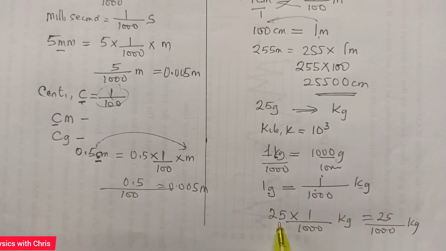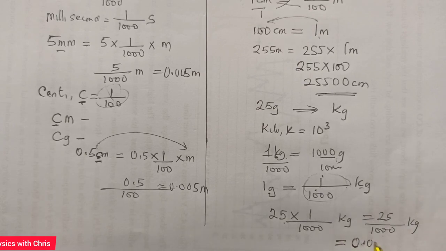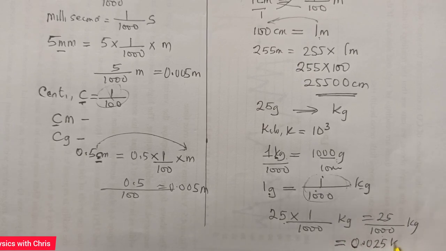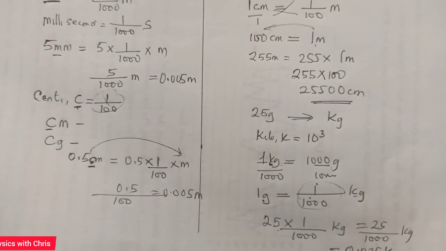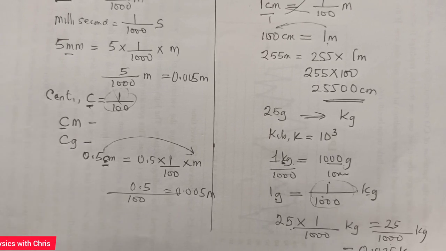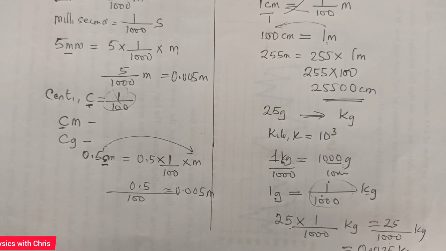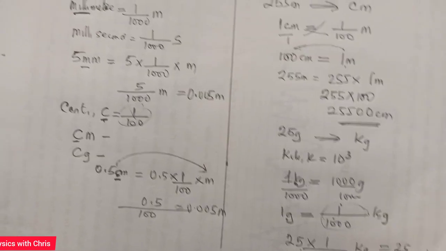So 25 grams is 25 times 1 over 1000 kilogram, and that will give you 0.025 kilogram. I guess you fully understand all I've been doing in using multiples, the decimal multiples and submultiples, to convert to the standard unit of measurement in physics.